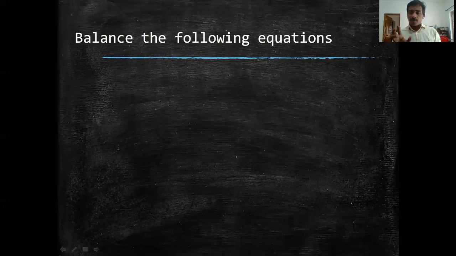Now, if you want to solve numerical problems based on chemical equations, the first thing needed is a balanced chemical equation. And to balance chemical equations, usually we use the trial and error method. In the case of complex reactions, there are certain steps to balance the chemical equations. Here we are not going to discuss such steps. Here you can use the trial and error method to balance the chemical equation.